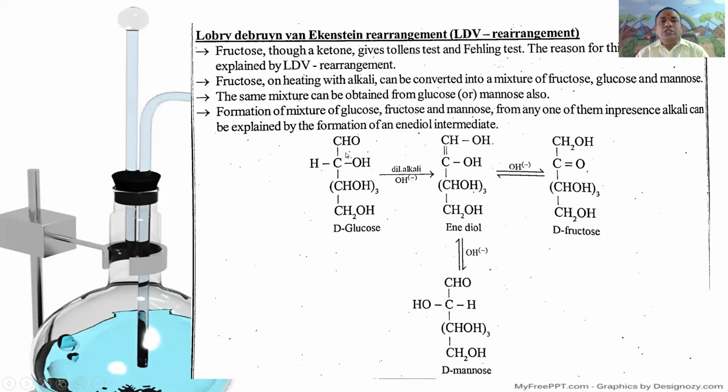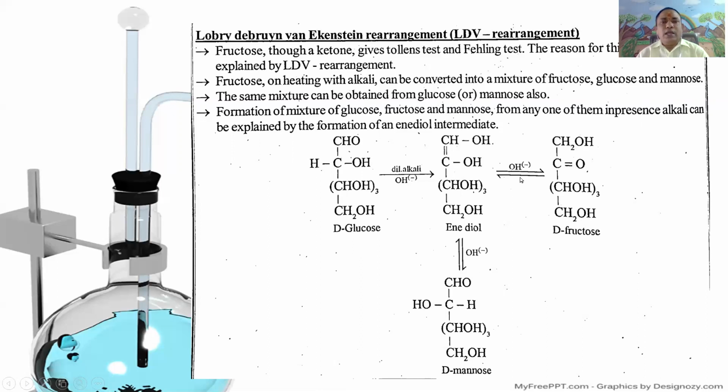First here, it is D-glucose, CHO, CHOH taken 3, CH2OH. Upon treatment with dilute alkali, it undergoes keto-enol tautomerism to form enediol, CHOH, double bond COH, CHOH taken 3, CH2OH. It is called enediol. The same enediol is also obtained from D-fructose, CH2OH, C double bond O, CHOH taken 3, CH2OH.